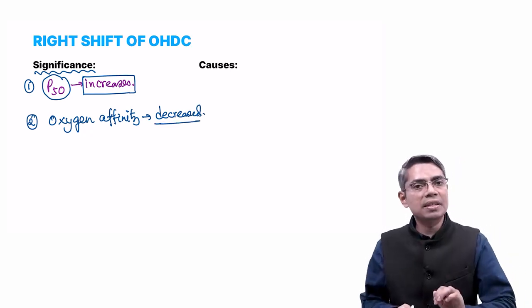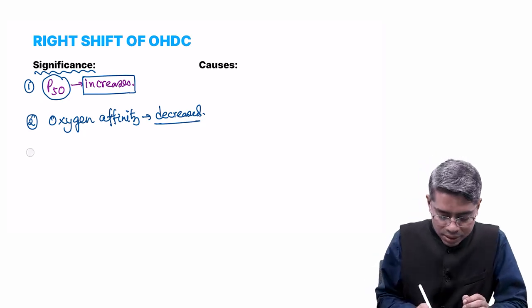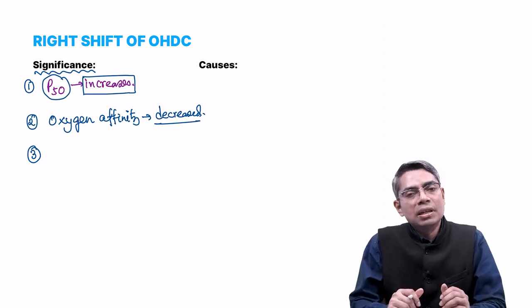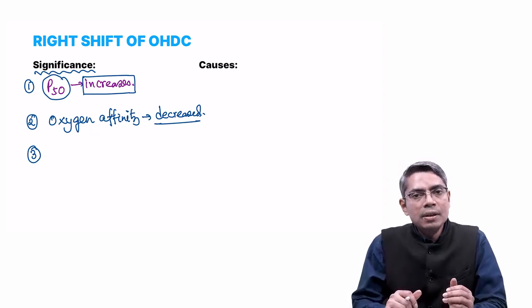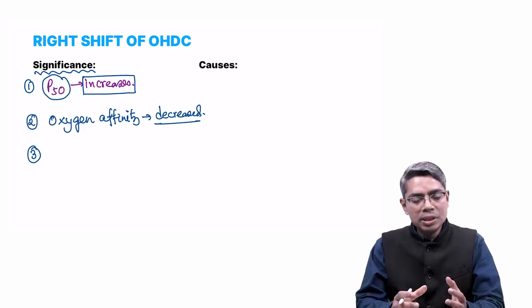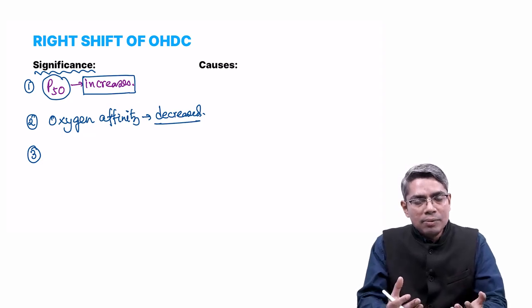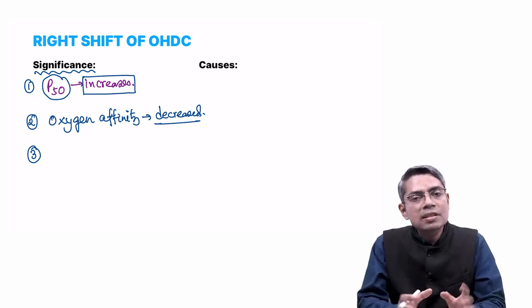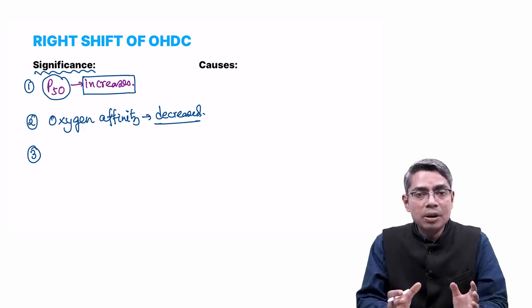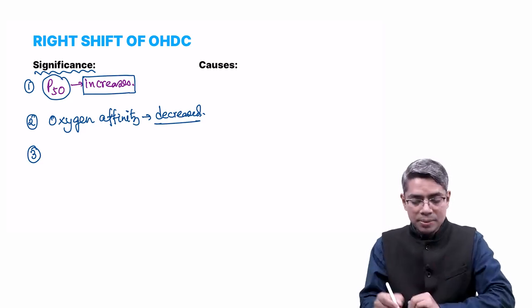So oxygen affinity reduces. And the third is that if there is decrease in the oxygen affinity of the hemoglobin, what will happen? The hemoglobin will carry the oxygen to the level of tissue, and at the level of tissue, it will find that the tissue partial pressure of oxygen is very less. So now the hemoglobin will get the chance to release the oxygen to the tissue easily, because hemoglobin has less affinity for the oxygen.